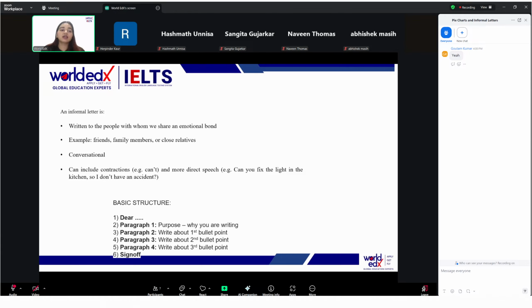The next is it can include contractions like can't, so you don't really have to use cannot, and you can use a lot of exclamation marks in informal letters. But in formal letters, since the vocabulary, the language and the tonality is very straight, direct to the point, you cannot use a lot of contractions. Actually, you cannot use any contractions in the formal letter, and you cannot use a bunch of exclamation marks either. Okay.